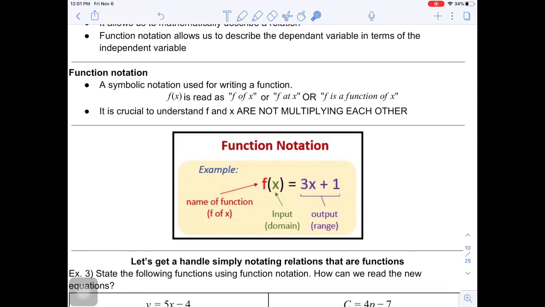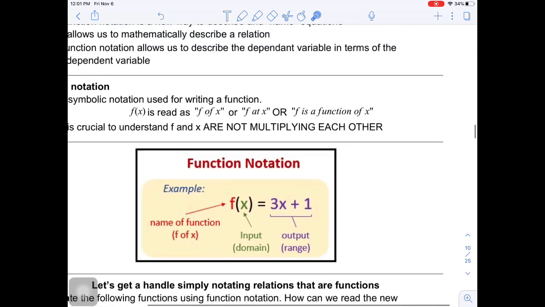At first it can feel a little odd, but that's okay. So let's learn it together. It is a symbolic notation used for writing a function. This weird little thing is not f times x. It can be read in three different ways: f of x, or f at x, or f is a function of x.